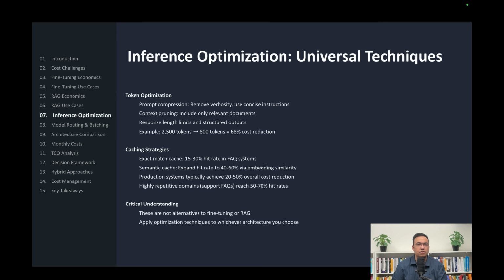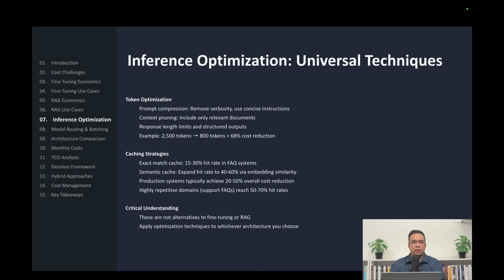Context pruning means including only the relevant retrieved documents and not the entire corpus. If you retrieve 20 documents but only 5 are truly relevant, then you just include those 5. Response length limits and structured outputs help control output token consumption. Instead of letting the model generate a verbose, very long response, you might constrain it to, let's say, 200 tokens or ask for a JSON output.